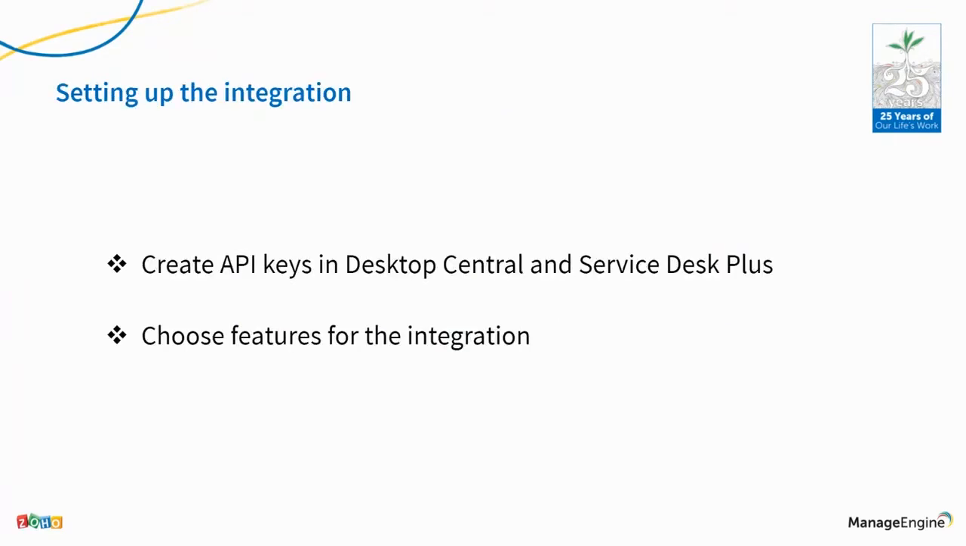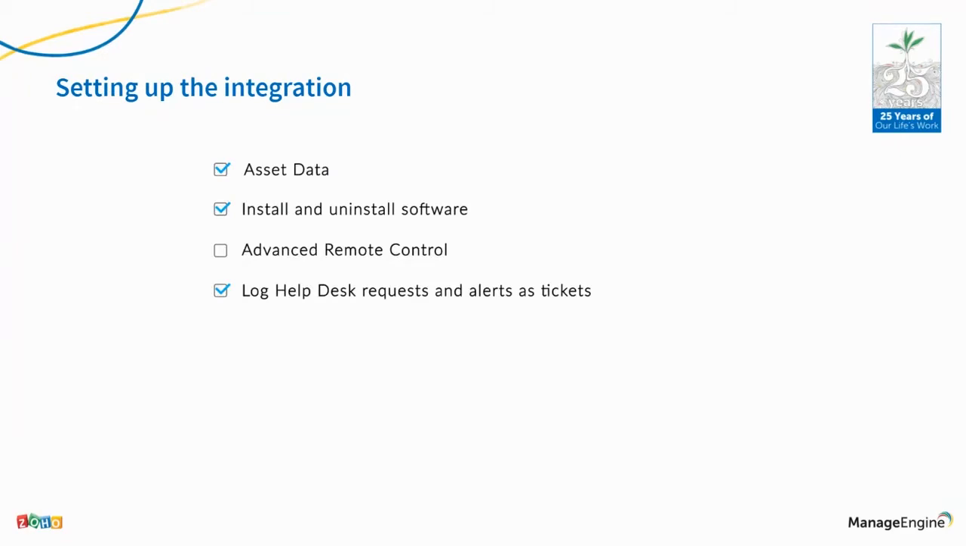Just to sum it up, you create API keys in Desktop Central and ServiceDesk Plus, and you choose which features you want, and you then get those integrations set up already. So you have different features that you can feel free to select. It could be asset data or only the remote control. Based on how you want, you can go ahead and select it. Let me take you to the first option.